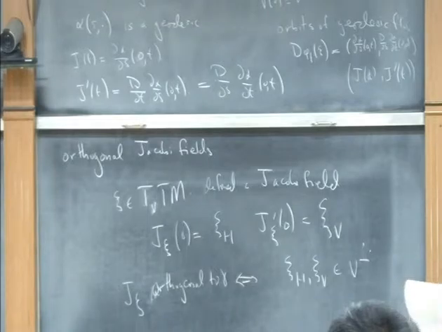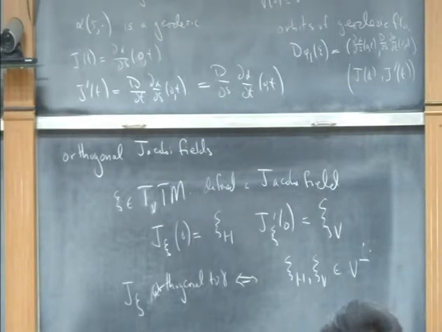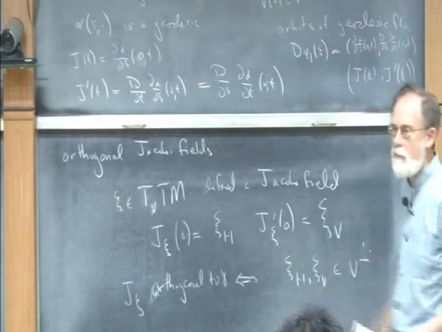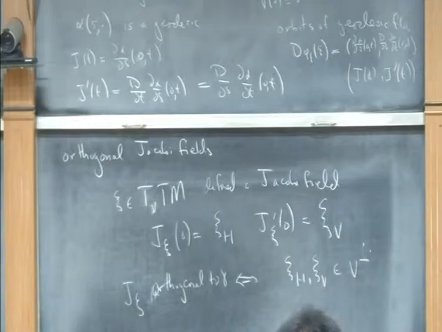Okay, so that's a summary of some of the things I said last time. And hopefully this correspondence between Jacobi fields and the derivative of the geodesic flow is clear.